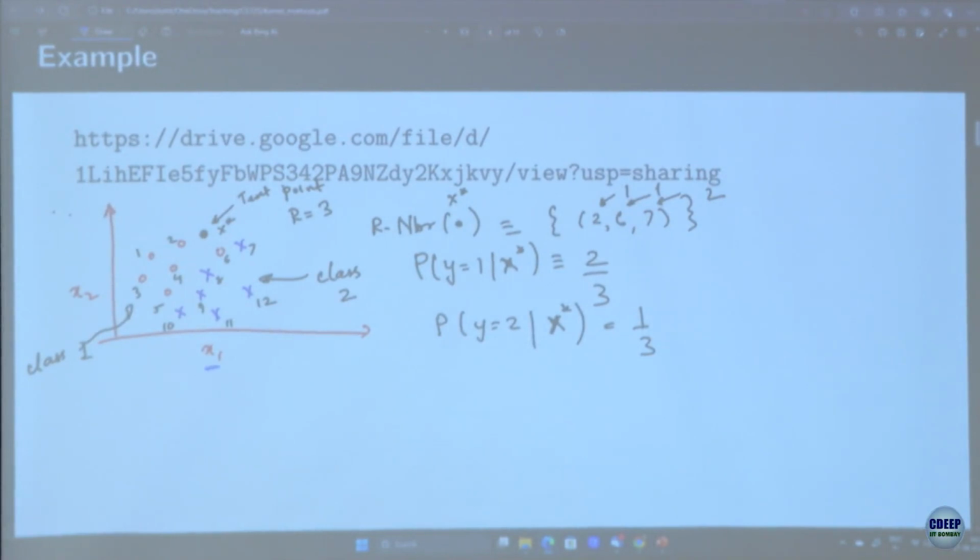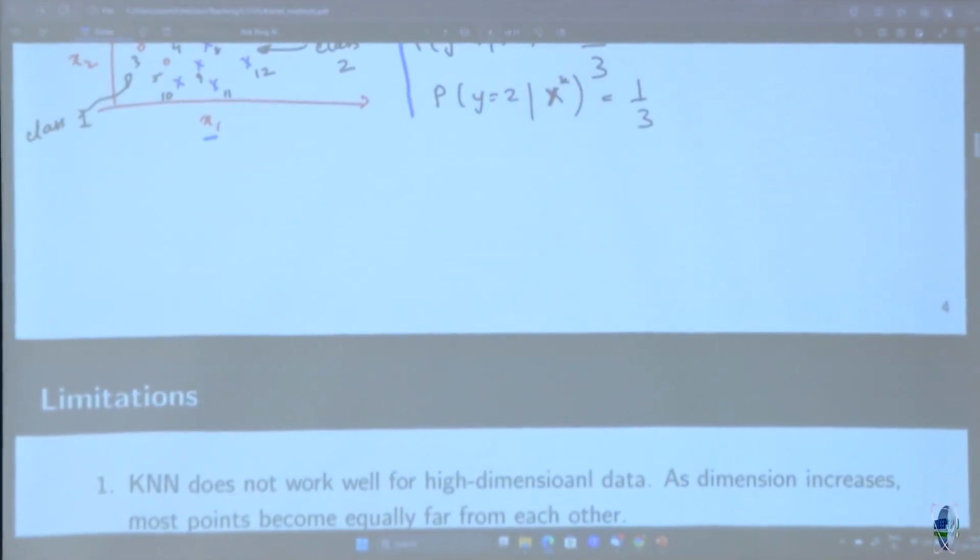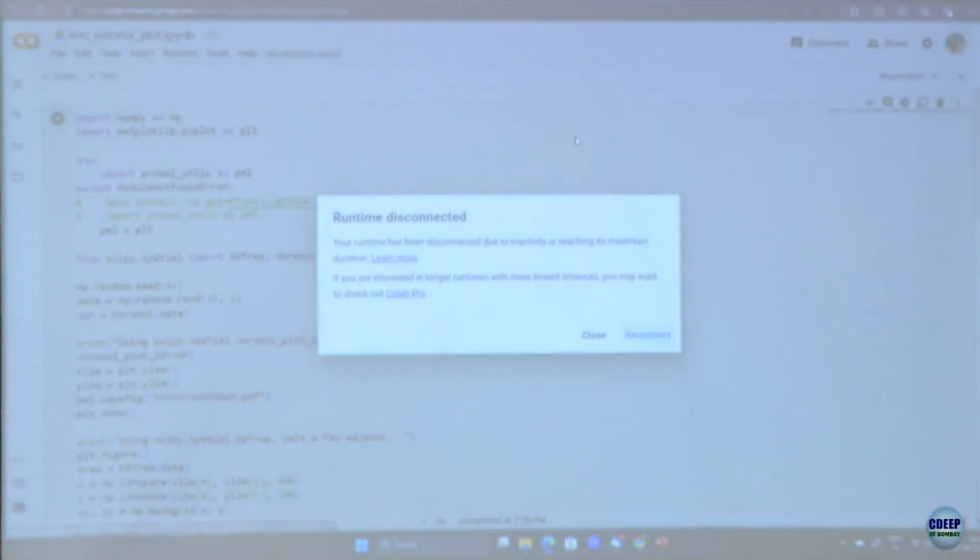And then we went over this example where we had data in two dimensions, which has two attributes x1 and x2, and we had a test example x star, which was this point, and we looked at R equal to 3. We found the three nearest neighbors of this test example, and we just outputted the fraction of those three nearest neighbors which belong to class 1 versus class 2 in the training data set. And then we saw this demo of the nearest neighbor classifier.